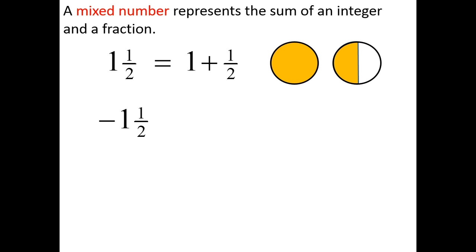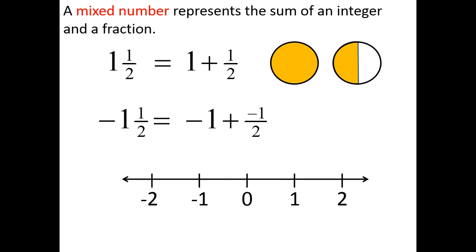A negative mixed number, like -1 1/2, means -1 plus -1/2. Now that's a little bit tricky to understand. The negative applies to both parts of the mixed number, the whole number part and the fraction. If you think about where these numbers would be on a number line, positive 1 and 1/2 would be halfway between 1 and 2. Negative 1 and 1/2 would be halfway between negative 1 and negative 2. It's negative 1 plus another negative 1/2.